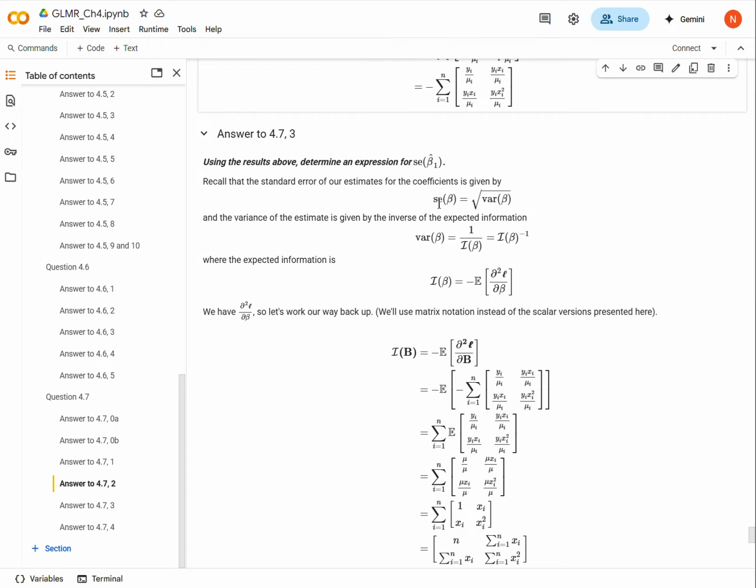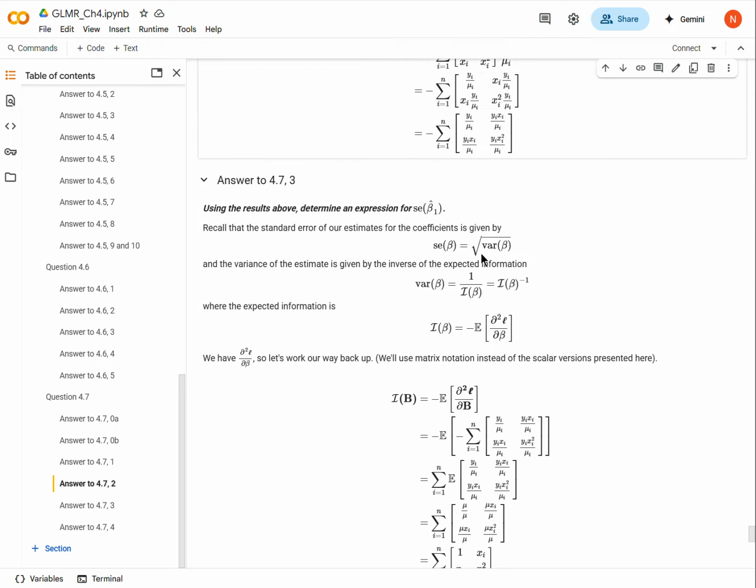Okay, so first, let's work backwards from what we have here. The standard error of beta, remember, is just the square root of the variance of beta. Well, what's the variance of beta? The variance of beta is 1 over the information for beta. In other words, it's the inverse information matrix, or the expected information, I should specify. Well, what's the expected information? It's the negative expectation of the second partial derivative with respect to beta.